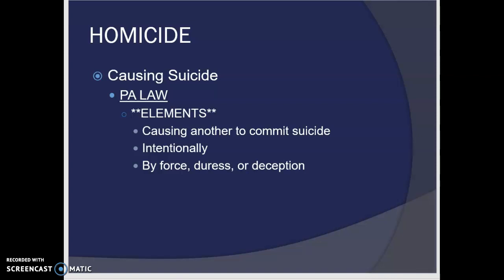Causing suicide is when you cause another to commit suicide intentionally by force, duress, or deception. So an example would be if you tell someone, either you kill yourself or I'm going to kill your child. All right, this is a very dark example, of course. In that case, the person might kill themselves, and then you go to court and you say, well, I didn't kill them, they killed themselves. That's not going to be a defense. You basically force them to do it, or you put them in a situation of such duress that they felt like they needed to do it. All right.